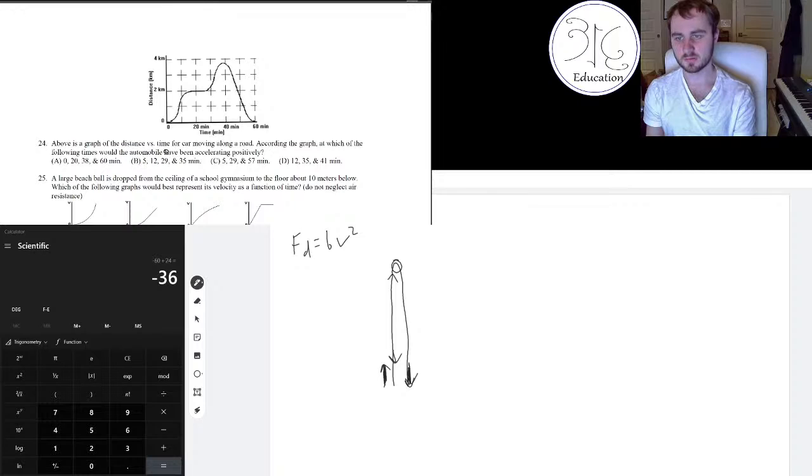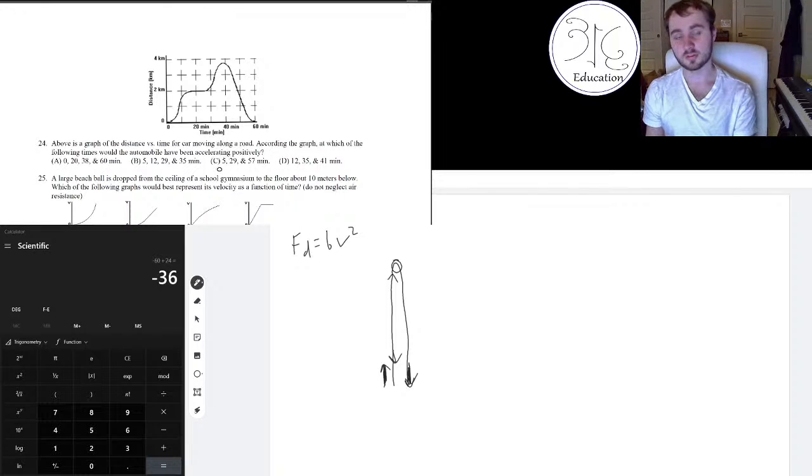So I guess 5. And then up here, we're accelerating positively because we're going this way. So that's right around 30 minutes, or 29, I guess. And then this last time is a little bit serendipitous because it shows up in our answer that we want, because we can already rule out 12, and this one doesn't have 5.